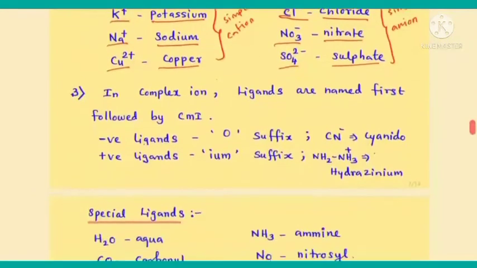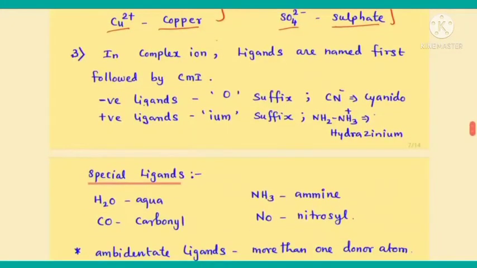Then rule number 3, in the case of a complex ion. Generally a complex ion consists of a central metal and ligands bound n times, with a charge plus or minus. In the case of a complex ion, which means either a cationic complex or an anionic complex, the ligands are named first. It consists of metal and ligands. While giving the name of a complex ion, first we have to give the name of the ligands, followed by the central metal ion. This is the third point we have to consider: in a complex ion, the ligands are named first, followed by the central metal ion.